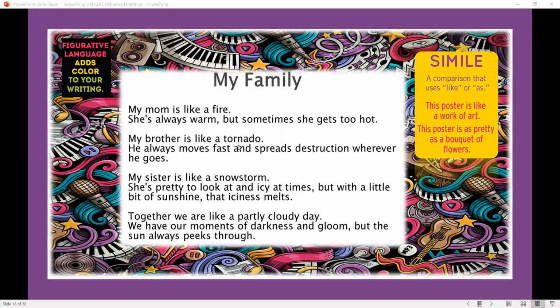My brother is like a tornado. He moves fast and spreads destruction. So basically it reminds you almost of a little toddler. They just get their legs and they learn how to walk. So they're running around, but they haven't got great coordination. So they're a bit clumsy. So things kind of get destroyed as they're learning.